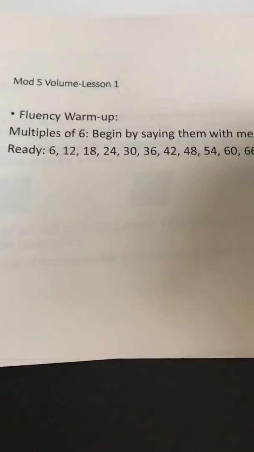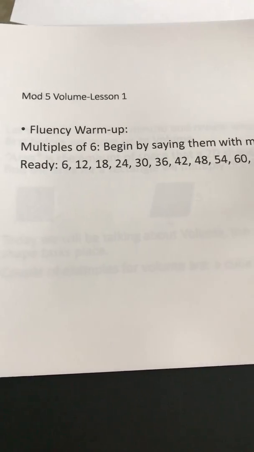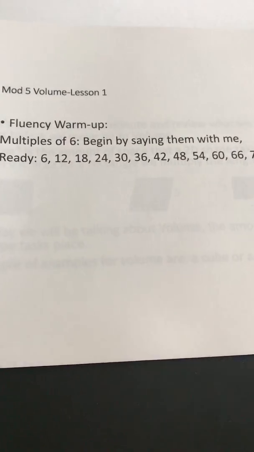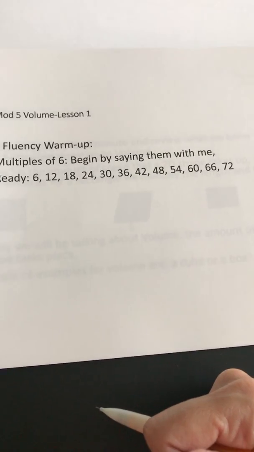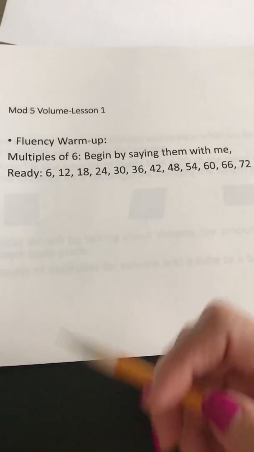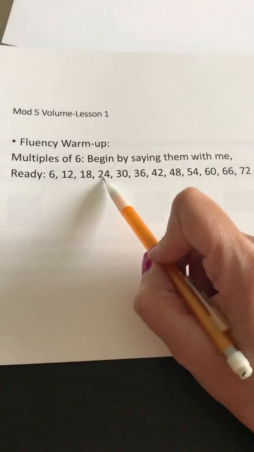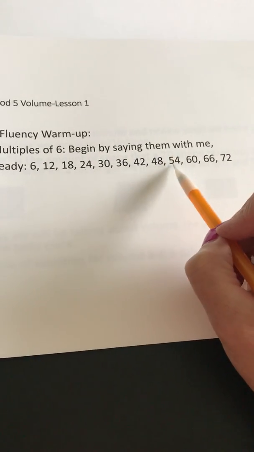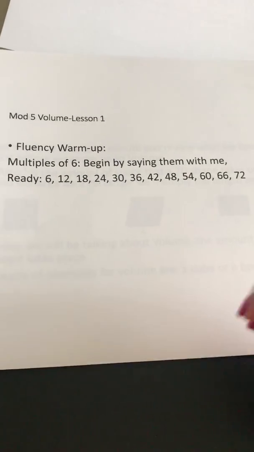Okay, here we go. Every day before you start our lesson, I'm going to be mentioning fluency quite often because it's really important to keep that going. So for today, let's begin by saying our multiples of 6 together. Okay, ready? Say them with me. 6, 12, 18, 24, 30, 36, 42, 48, 54, 60, 66, 72.